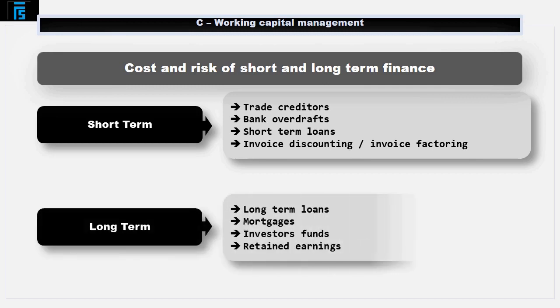Long-term finance sources would be, say, long-term loans of, say, over 20 years, mortgages, investors' funds, and retained earnings. Short-term financing typically tends to be more expensive on an annual basis than long-term debt. However, this is because long-term finance is given by the investor or the lender on the basis of it being a long-term investment, and they will receive a higher return over the long term.